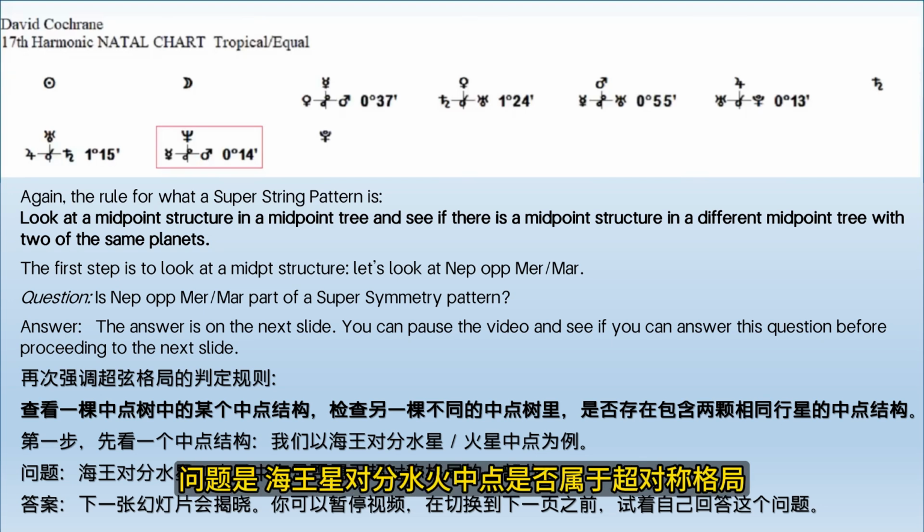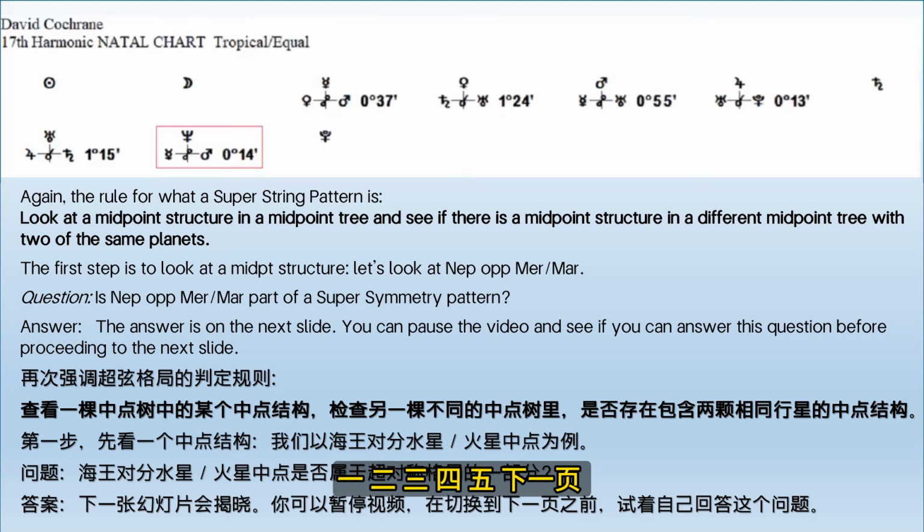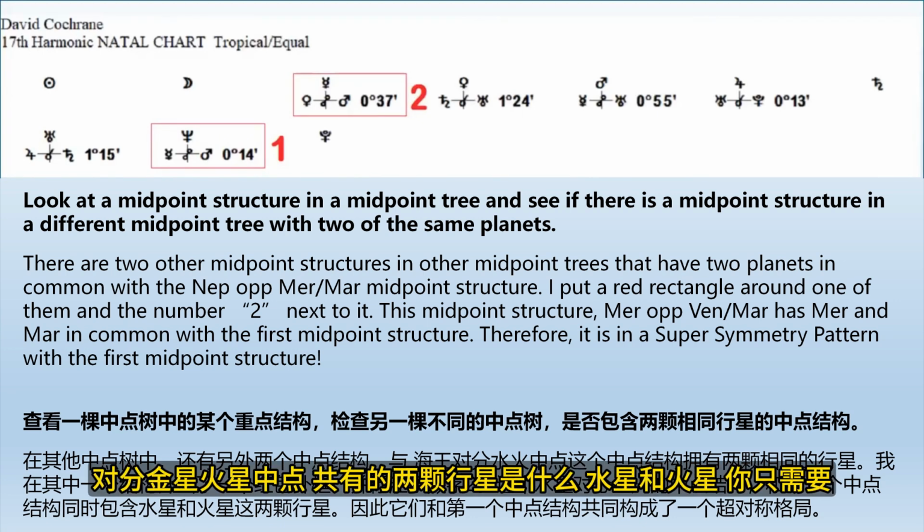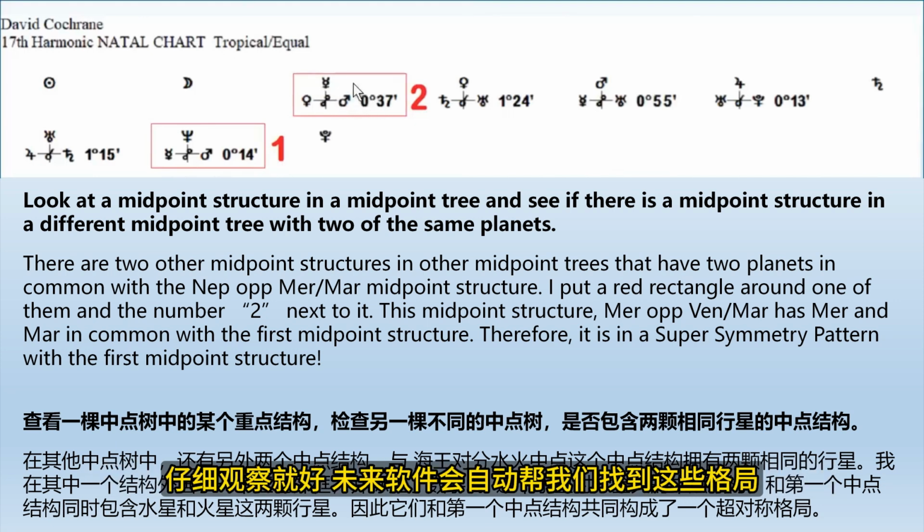To answer this question, is Neptune opposition Mercury, Mars midpoint part of a supersymmetry pattern? Next slide. Yes, it is. Because Mercury is opposition Venus, Mars. What are the two planets in common? Mercury and Mars. So you just have to look.